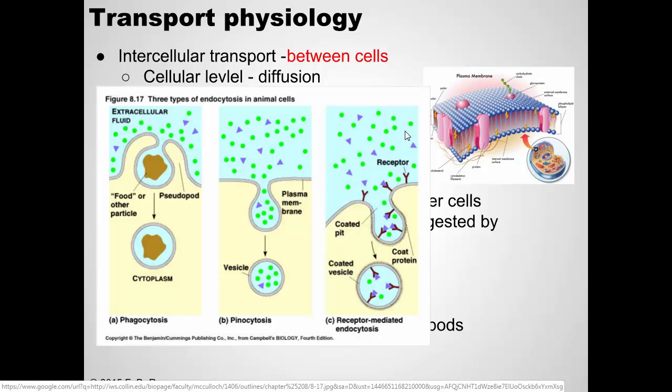There's also a type of endocytosis called receptor-mediated endocytosis, where the pinocytosis will only begin after certain molecules bind to receptors on the cell membrane, and that signals the cell to start to pinch in and form a vesicle inside.